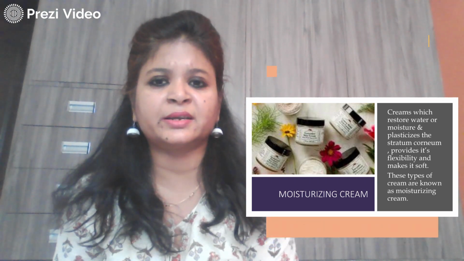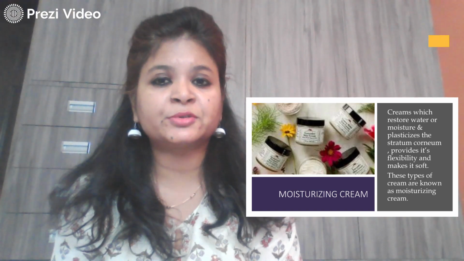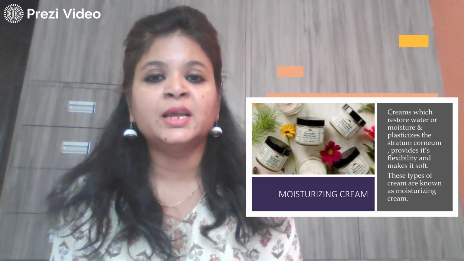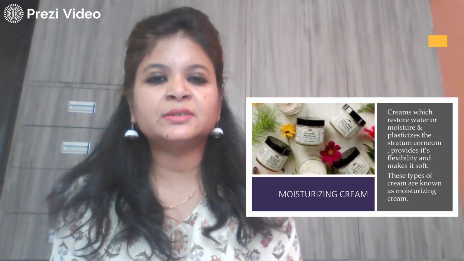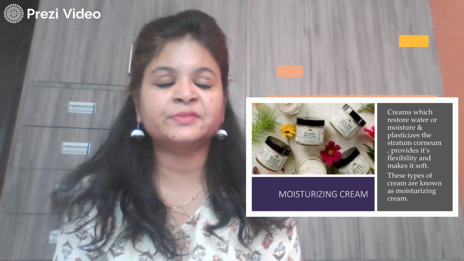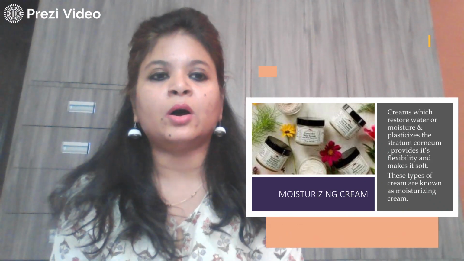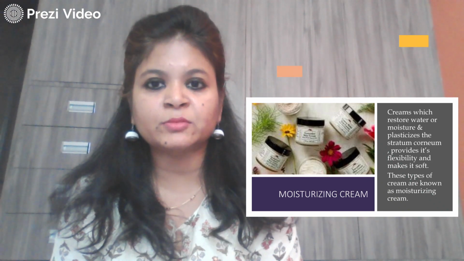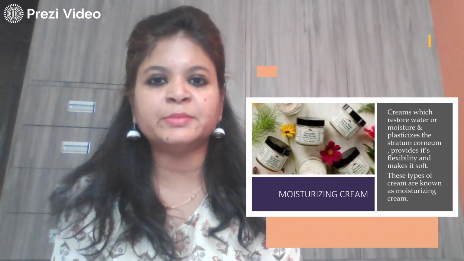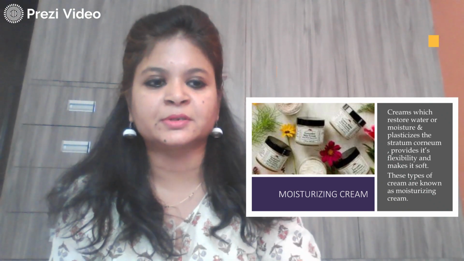These moisturizing creams have humectants. They have more oily constituents, so that the hydration level is increased, and moreover it also prevents further evaporation from the skin. You must have seen some itchy skins. If you apply the moisturizing cream regularly, the person feels better and more comfortable. These creams are able to restore water or moisture and plasticize the stratum corneum, that is the top layer, and also provide some sort of flexibility and make the skin soft. So these types of creams are known as moisturizing creams.